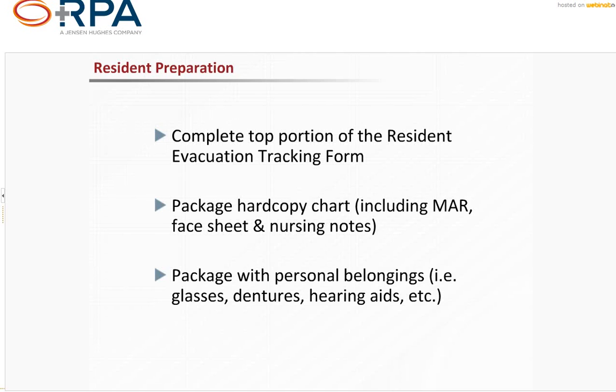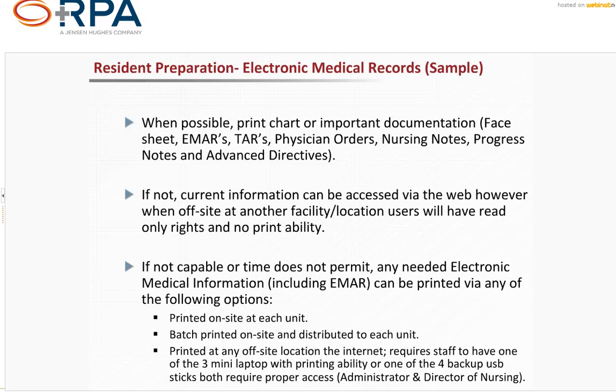Packaging of any personal belongings: dentures, hearing aids, glasses, any of those types of effects. And typically we say package them, put them in a pillowcase, that type of thing, so that they can go with them. And ensure that they are identified so we can match them up with the personal effects, the medical record, and the tracking form as we're going forward.